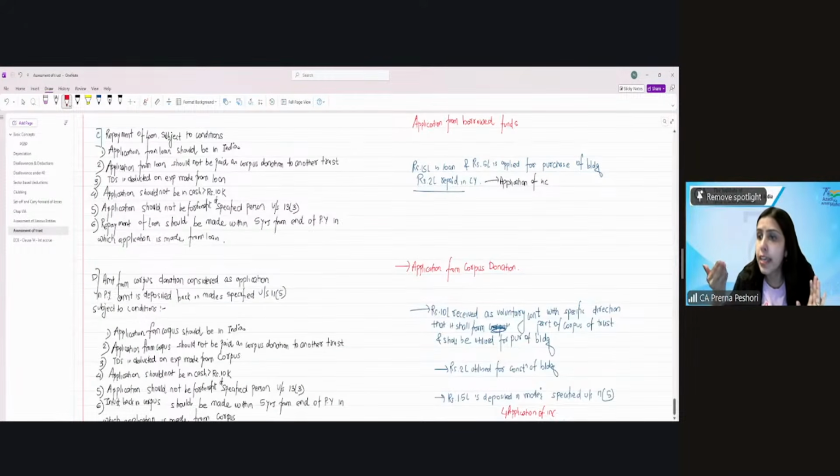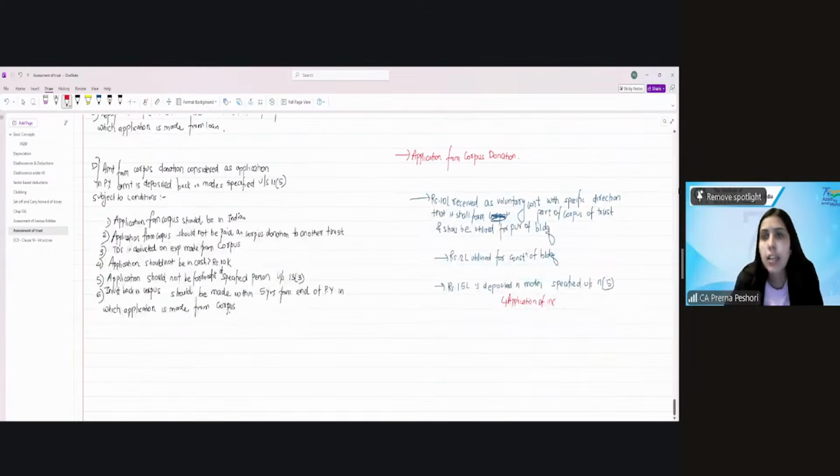The same way, corpus donations are not considered as income. So any application from the corpus donation is also not considered as application. But we will consider it as application when you deposit the funds back into the mode specified in 11.5, subject to all of these conditions. Clear? Yes or no? Yes, ma'am. Fine. Now, what else is considered as the application of income?